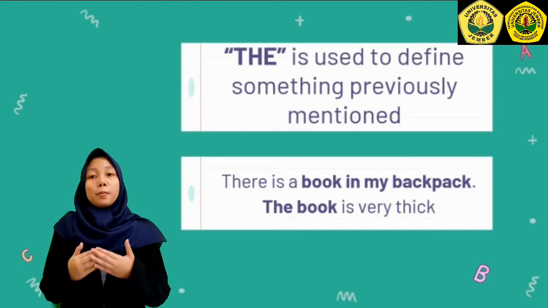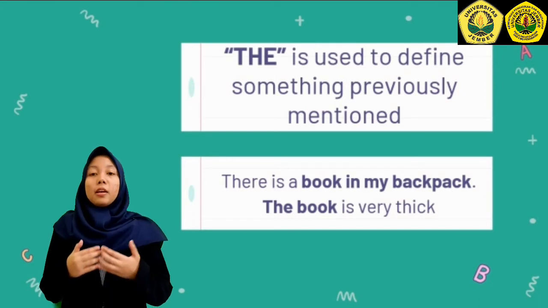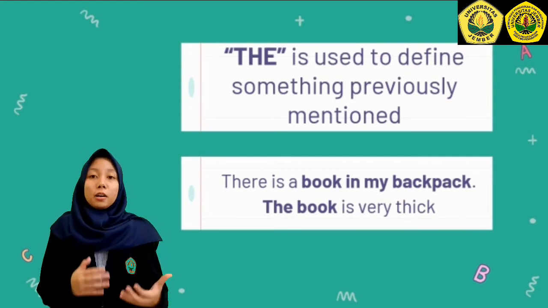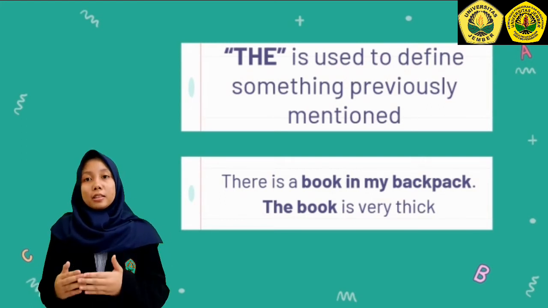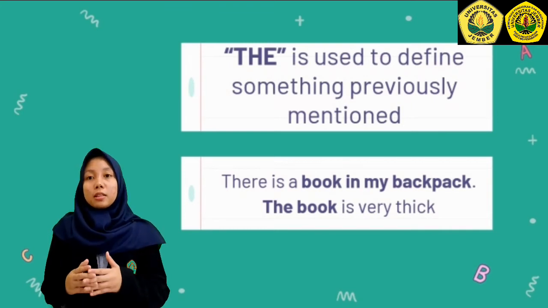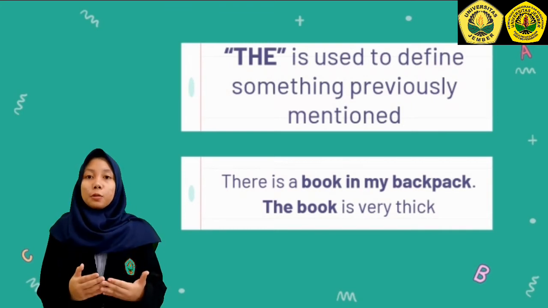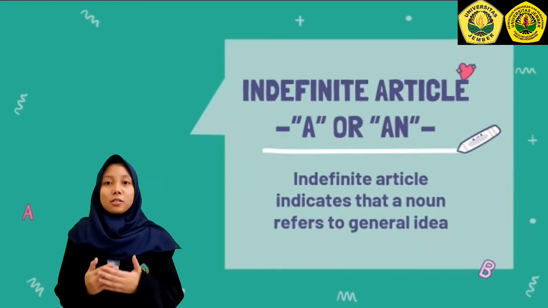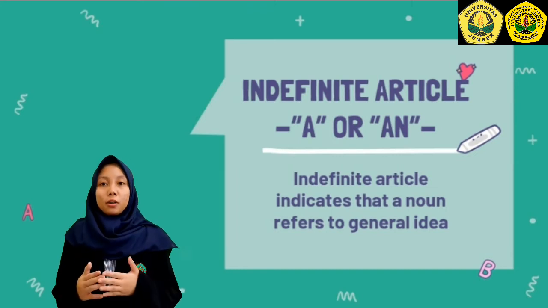There is a book in my backpack. The book is very thick. So the article "the" in the second sentence defines the specific information from the first sentence, that is the book in my backpack. The second type of articles is called indefinite articles.